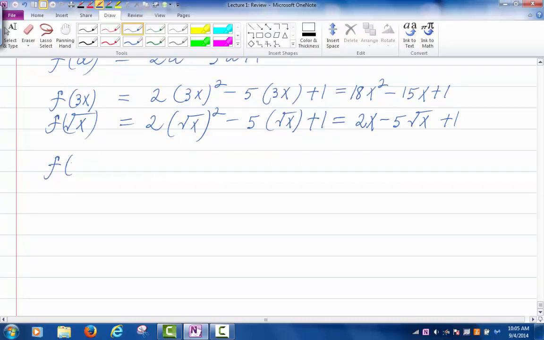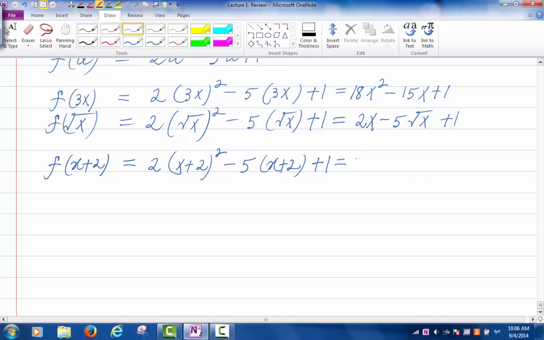Let me do one more like this. f of x plus 2. What would that be? Well, again, you should take twice the square of the input, minus 5 times x plus 2, plus 1. Sometimes I see that students, when they try to find f of x plus 2, somehow instead of writing x plus 2 squared, they just write x squared. So be careful that you have to square the whole thing, x plus 2 squared. And so, this would be equal to what?